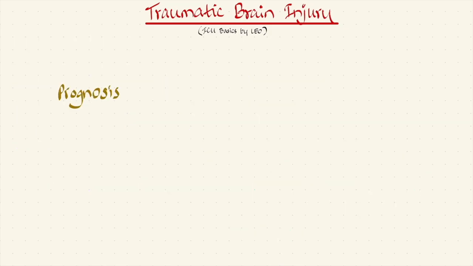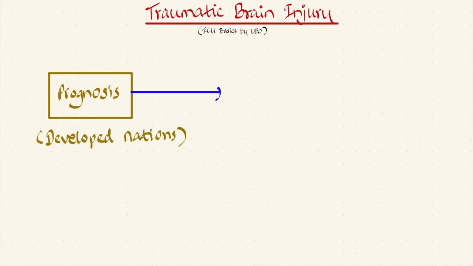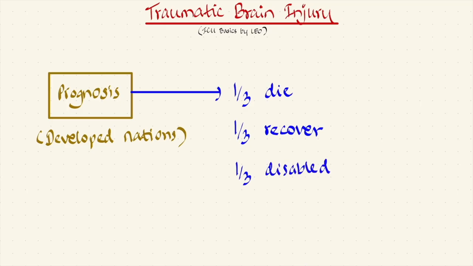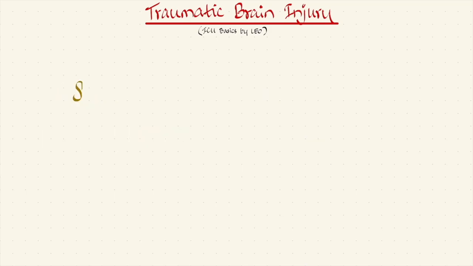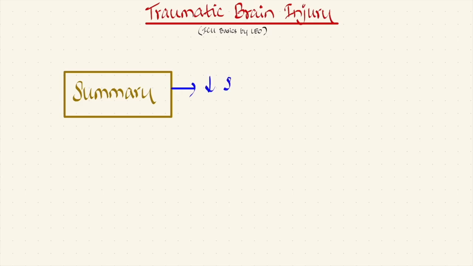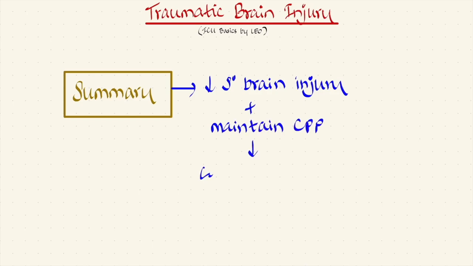According to data from large studies by developed nations, 1/3 of patients with severe head injuries die, 1/3 recover, which mainly occurs within the first 6 months, and 1/3 of the patients remain disabled. This is the end of the traumatic brain injury series. The key take-home message in management of patients with severe brain injury is to prevent and mitigate the risks and complications of secondary brain injury, and to maintain the cerebral perfusion pressure by controlling factors such as mean arterial pressure, intracranial pressure, PaCO2, blood glucose, and sodium.